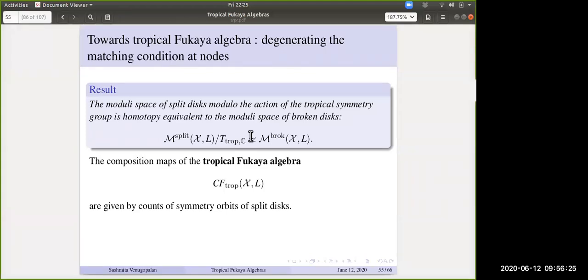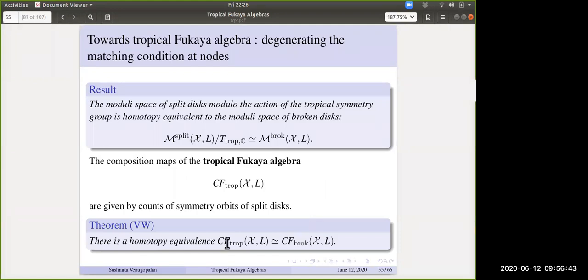Okay, so using these split disks, using counts of split disks, we define an A-infinity algebra called the tropical Fukaya algebra, defined by counts of symmetry orbits of split disks. And finally, this homotopy equivalence is an honest one. So this is a homotopy equivalence of A-infinity algebras between the tropical Fukaya algebra and the broken Fukaya algebra, which in turn is the same as the ordinary Fukaya algebra of X. So all of them are homotopy equivalent.